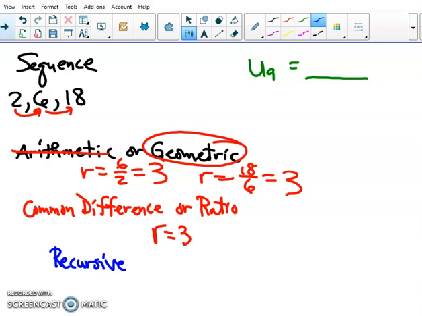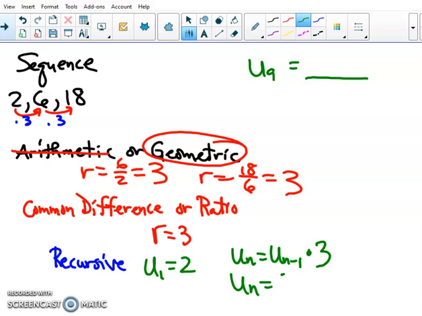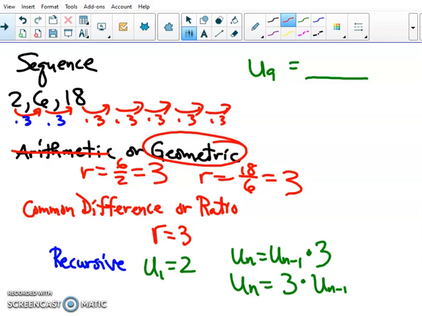In other words, we are multiplying by the same number each time to get to the next answer. So the recursive will be U of 1, which is 2, and then U of n equals U of n minus 1 multiplied by 3, or I could write U of n equals 3 times U of n minus 1. We're asking for the ninth answer, which means I need to multiply by 3 6 more times to get to the ninth answer.